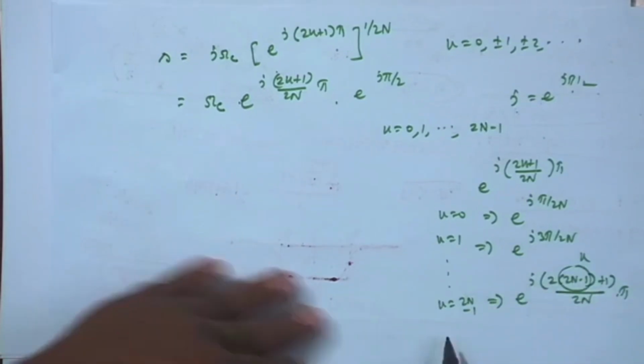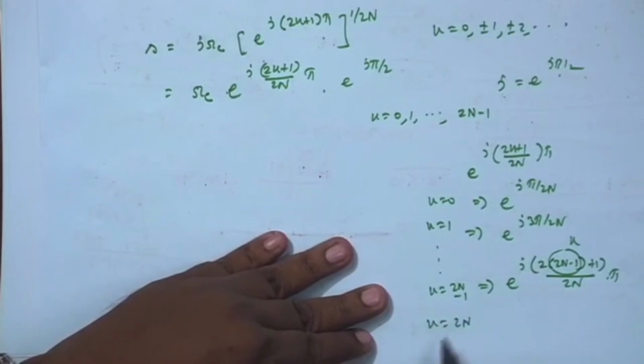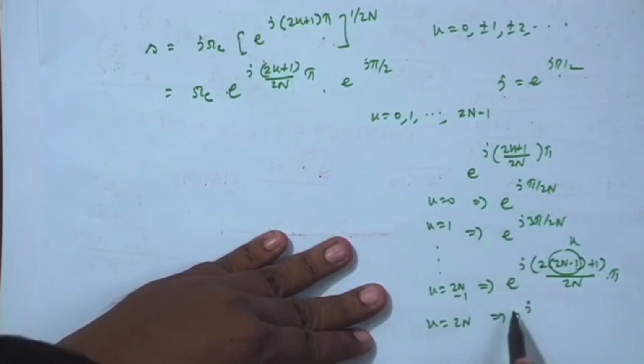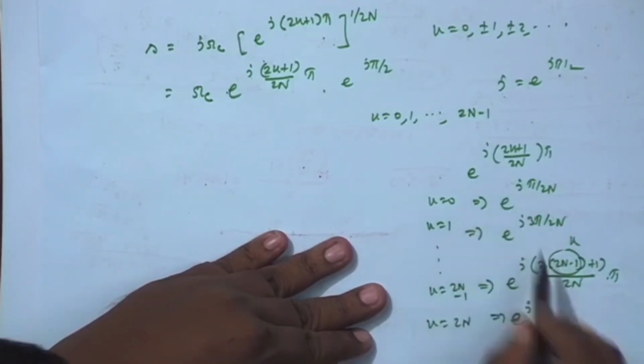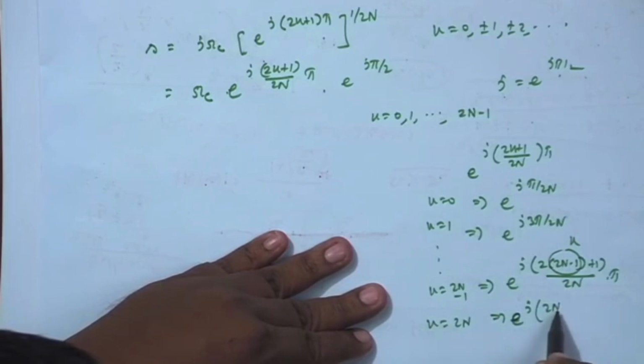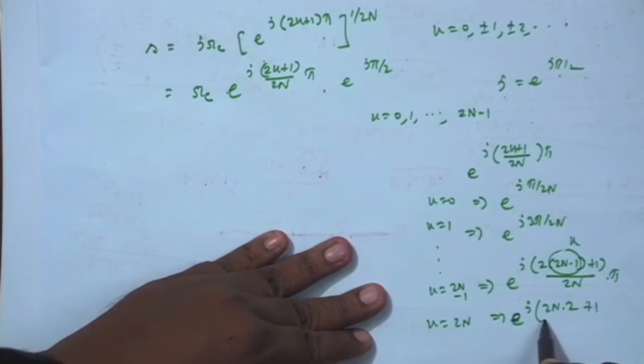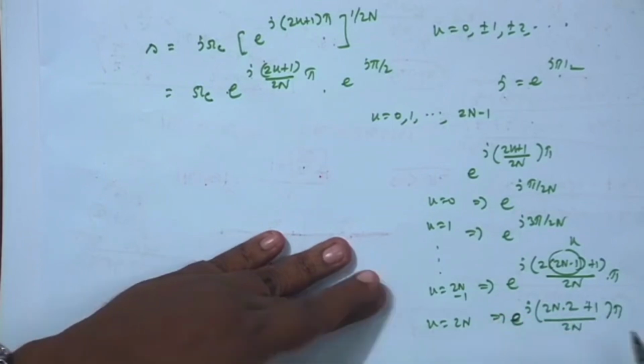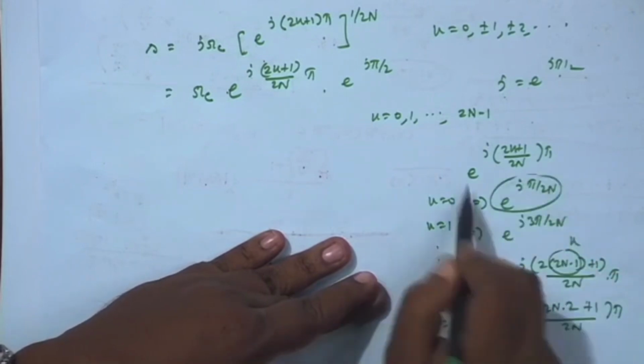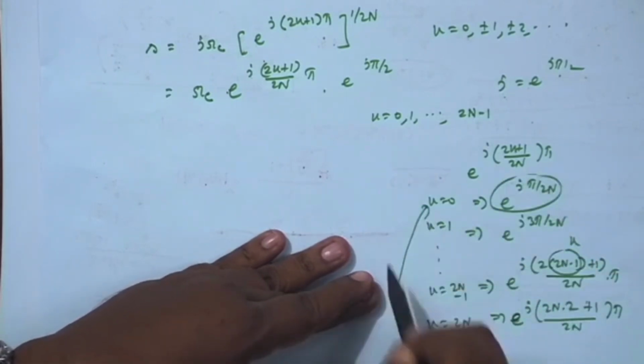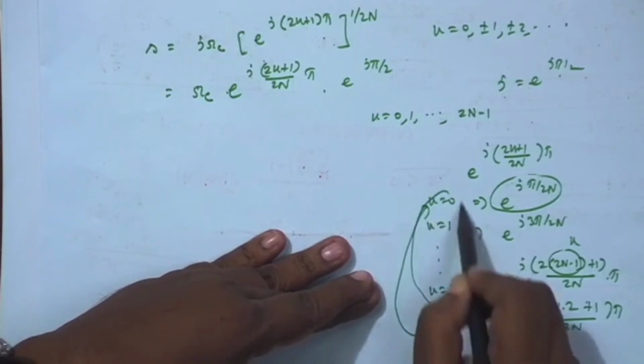Why up to this? Because the moment you go to the next one, 2n, it will be e to the power j (2 into 2n plus 1) by 2n pi. And you see, in 2 into 2n, the 2n cancels, giving e to the power j 2 pi, that is 1. So, you are left with e to the power j pi by 2n, which is this. So, you get back the k equal to 0 case. This is nothing but this case. That is why you get this many distinct roots.